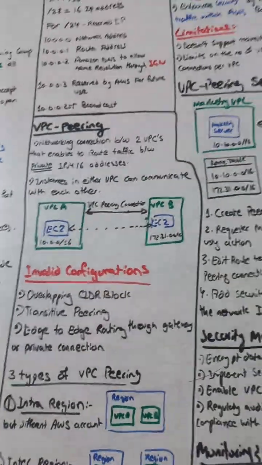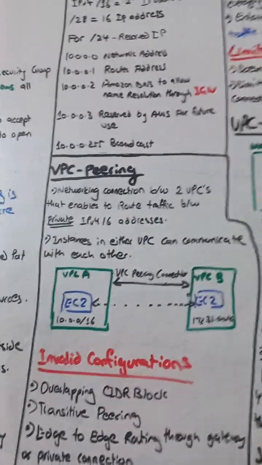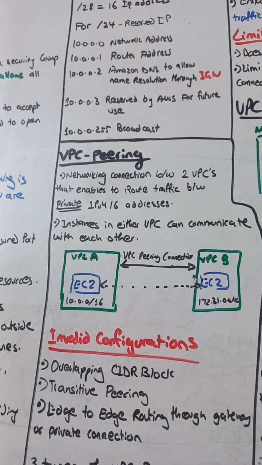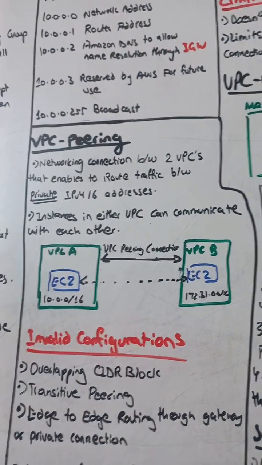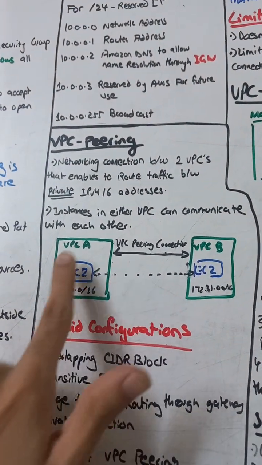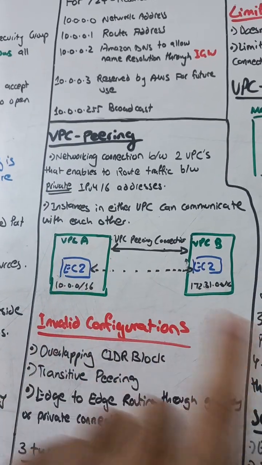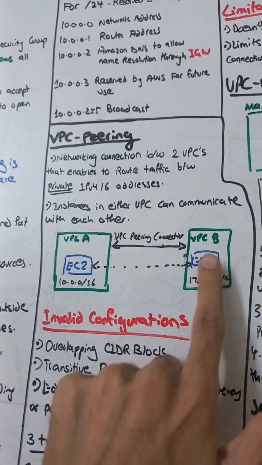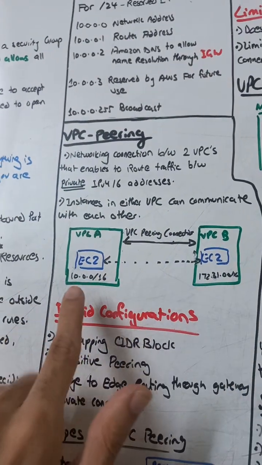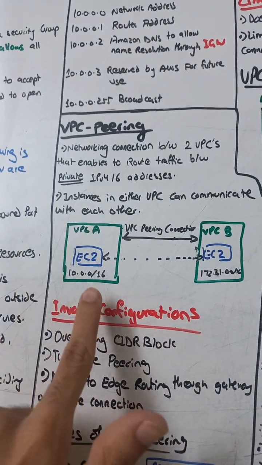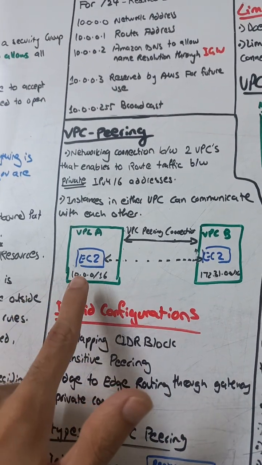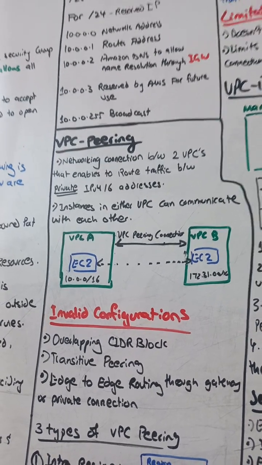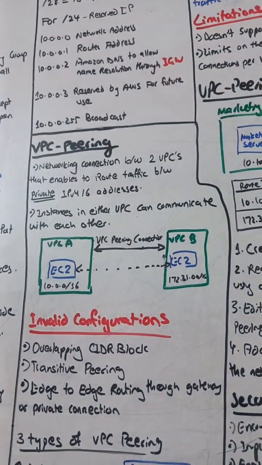So to do this, we need to follow a method which is called VPC peering, in which instances in either VPC can communicate with each other. So for example, there's an EC2 instance here, and an EC2 instance in this VPC, and if this is of CIDR range 10.0.0.0, and this is 172.31.0.0, then these EC2 instances can communicate with each other.